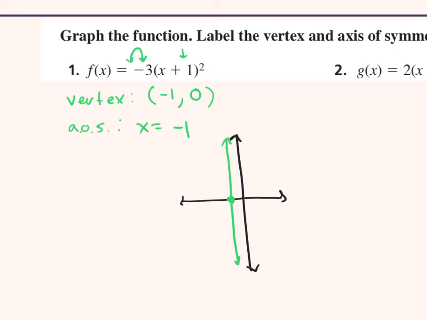Now, what is a point we can plug in here? We need to plug in points to find some points on our graph. What can we plug in? 1. We can plug in 1. So we have -3 times 1 plus 1 squared. 1 plus 1 is 2. 2 squared is 4. 4 times -3 is -12. So when we go to the right one, we need to go down 12.